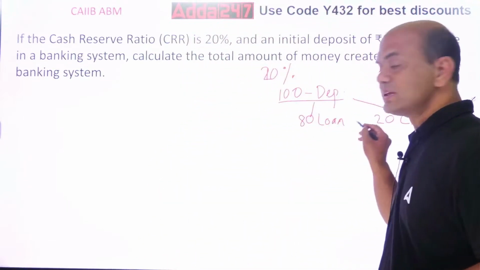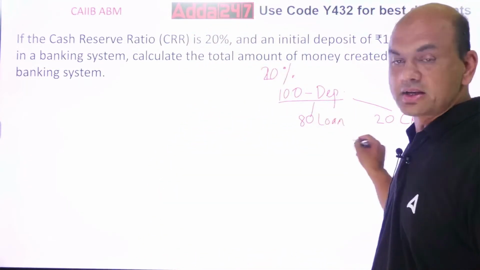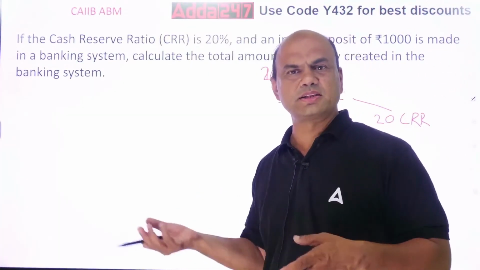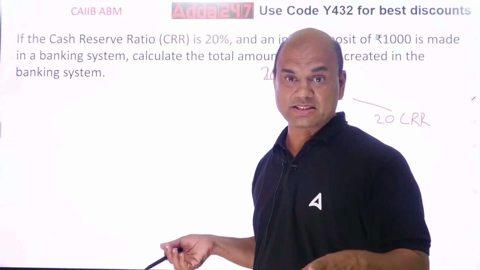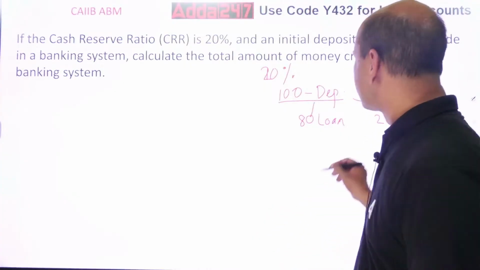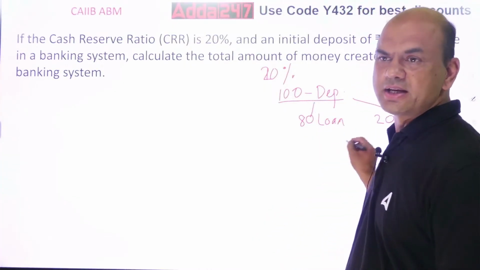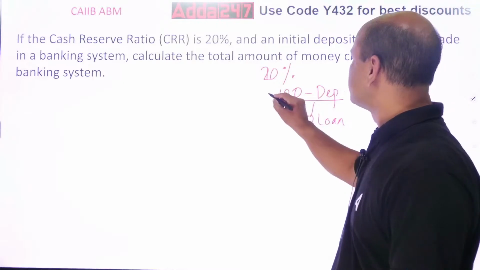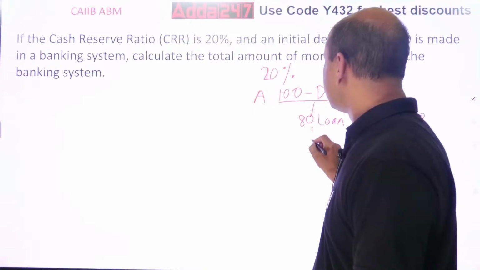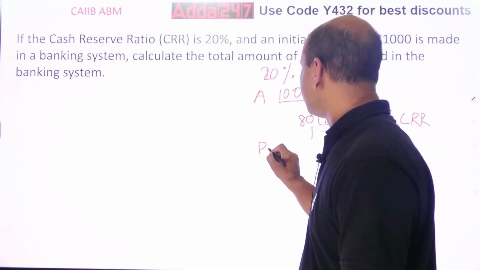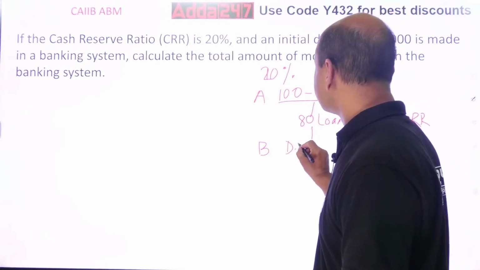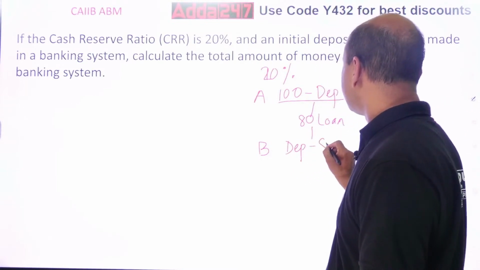So what happens now? This 80 rupees, I will give as a loan. How will I give it as a loan? Either I will do NEFT, RTGS, DD or anything. I won't give cash that much. Even if I give cash, that's also okay, but generally we don't give cash. So what happens? This 80 loan goes where? This is bank A. This 80 rupees loan becomes a deposit to bank B.